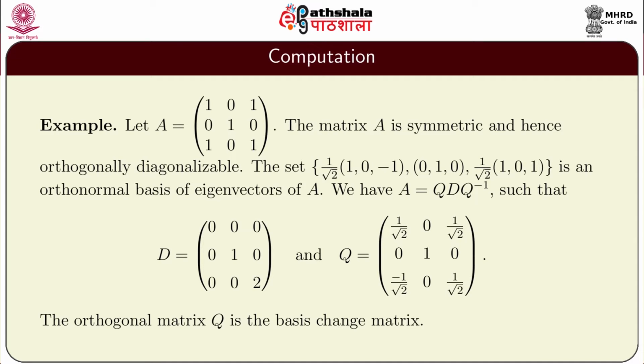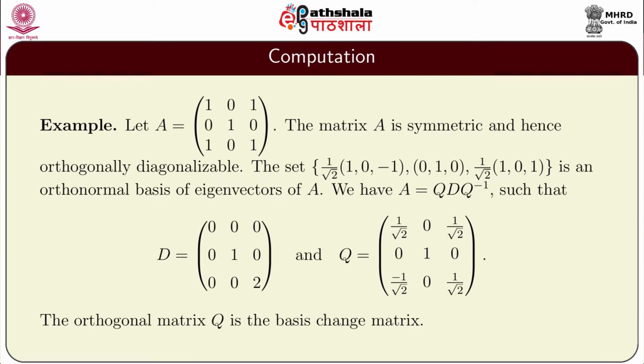This is diagonalizable, in fact orthogonally diagonalizable, and the set consisting of the vectors 1 over root 2 times (1, 0, minus 1), then (0, 1, 0) and 1 over root 2 times (1, 0, 1) is an orthonormal basis of eigenvectors of A.